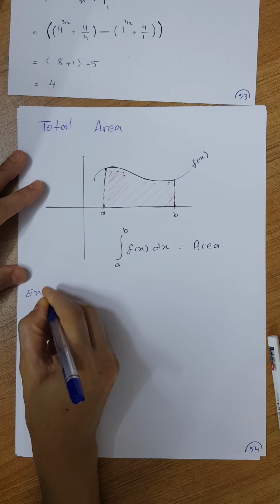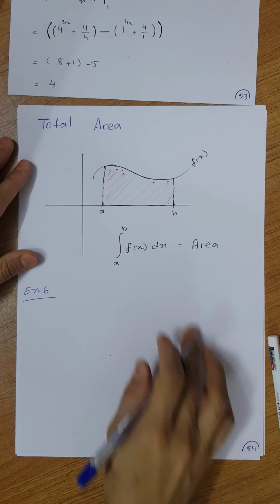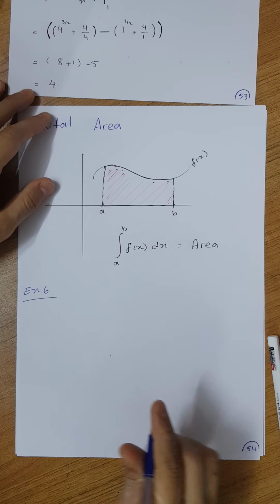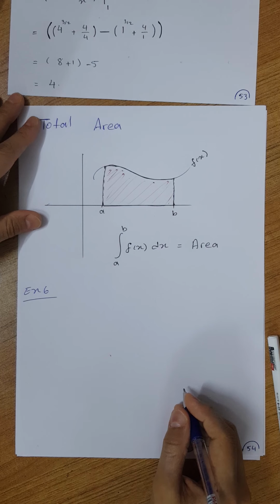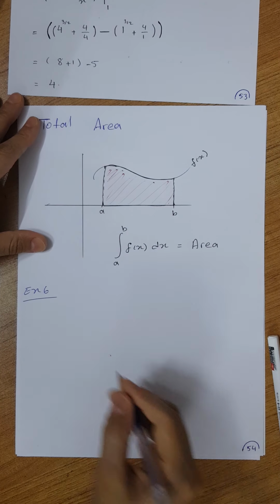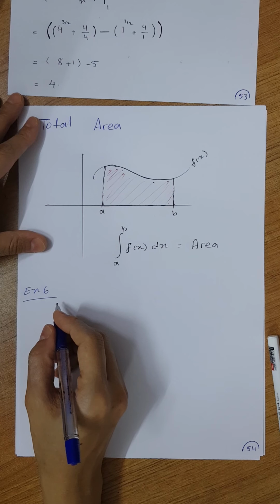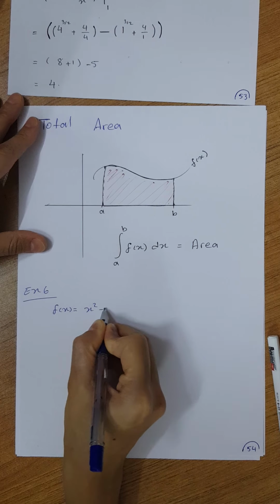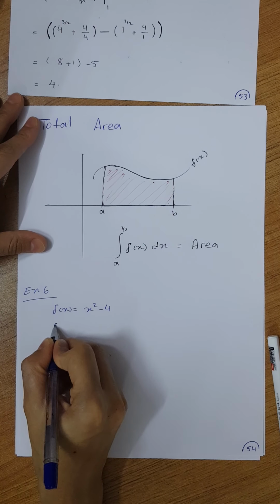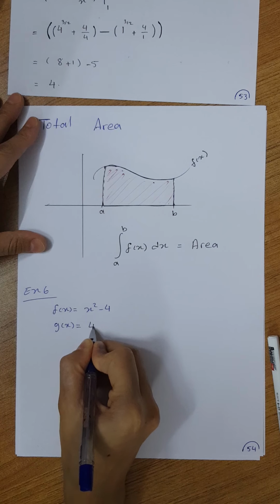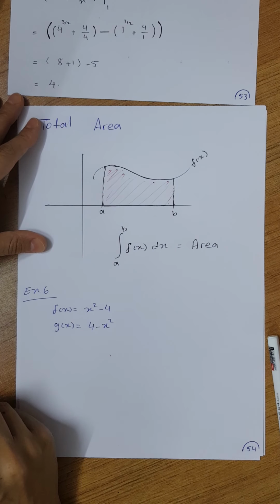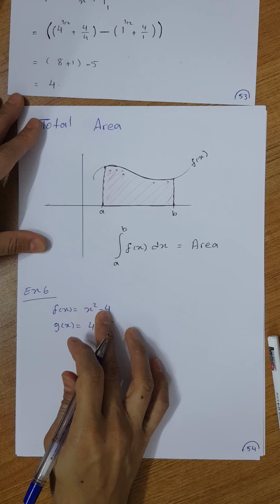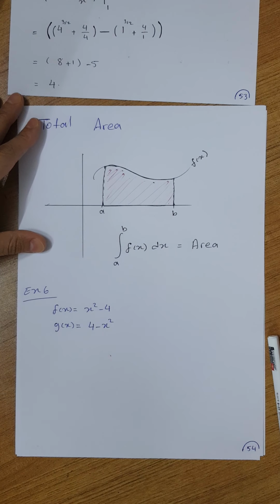One of the applications of integration is to find the area under a curve. Two functions are given to us: f of x equals x squared minus 4, and another function g of x equals 4 minus x squared. This one is below the x-axis, and that one is above the x-axis.